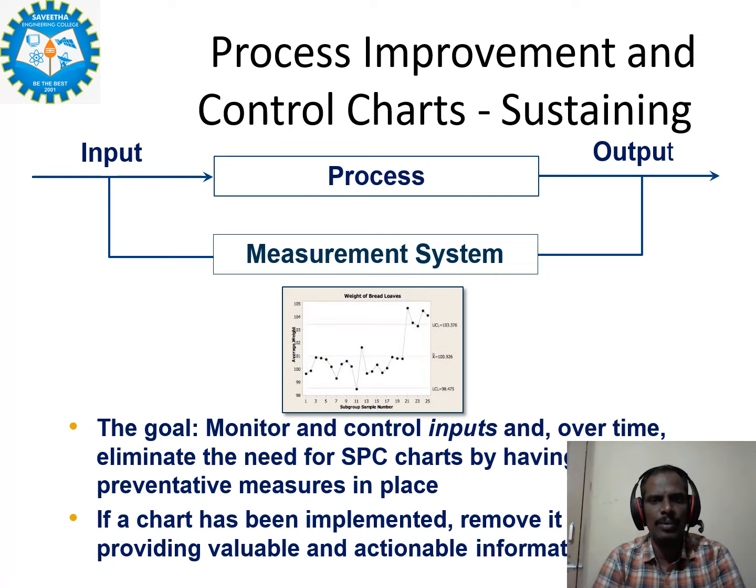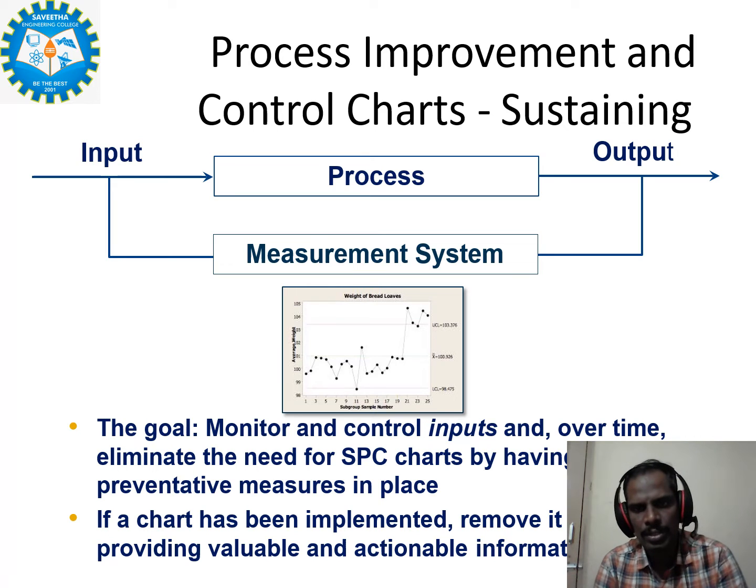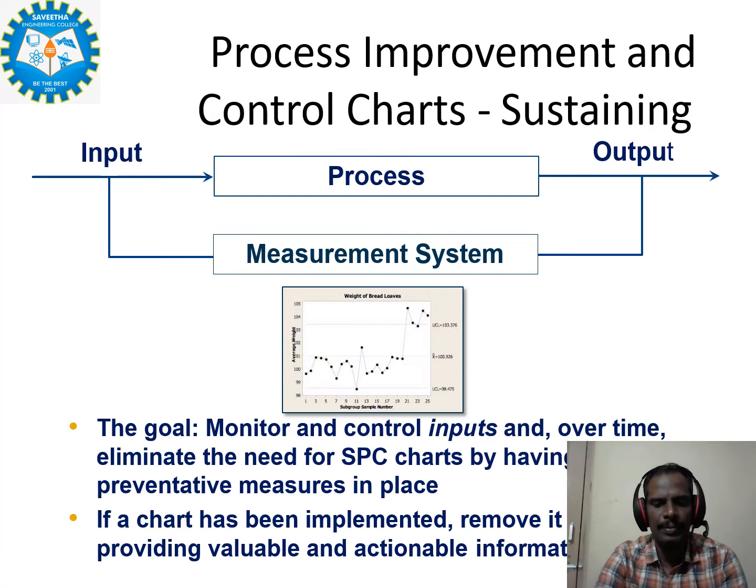This is the improvement control chart for sustaining, with the input, process, output, and measuring elements. It is the same as the previous flow chart. This chart is mainly for sustaining, which means controlling the limits over a period of time, or eliminating the need of the SPC charts by having preventive measures in place.